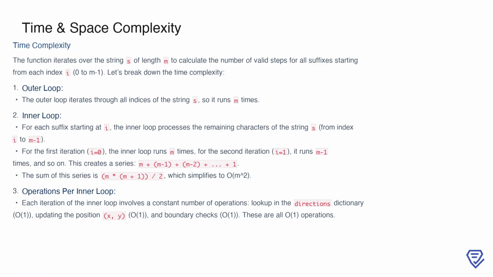For the first index, the inner loop runs m times, for the second index, it runs m-1 times, and so on. This forms a decreasing series, m plus m-1 plus m-2 plus ... plus 1. The sum of this series is given by the formula m * (m + 1) / 2, which simplifies to O(m squared). Additionally, each iteration of the inner loop involves a constant number of operations, such as looking up the direction, updating the position, and checking boundaries, all of which run in O(1). Combining these observations, the overall time complexity is dominated by the O(m squared) growth of the nested loops.